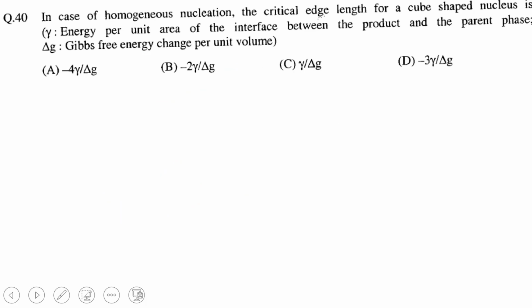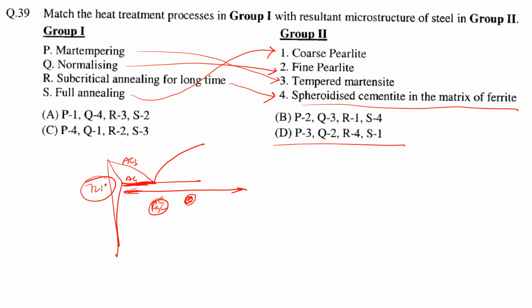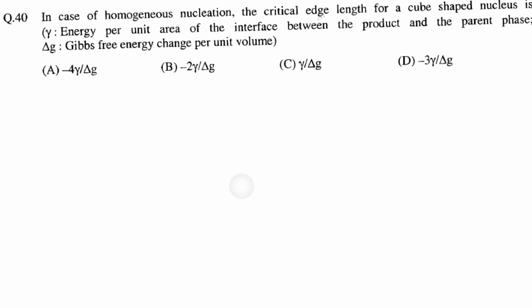In case of homogeneous nucleation, the critical edge length for a cube-shaped nucleus is... gamma is the energy per unit area of the interface between the product and the parent phase. Delta G gives the free energy change per unit volume. So this is asking for a nucleus which is of cube shape. How does this cube shape look? The edge length is a, right? For the cube, the volume is a cube. What is the surface area? It is 6a square, right?